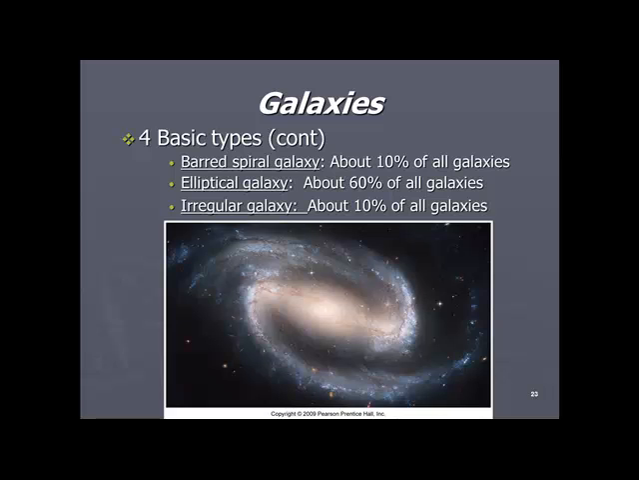The other 3 types that exist, and you don't have to know too much about them except for the names of the types, are a barred spiral galaxy, an elliptical galaxy, and then an irregular galaxy. 60% of all galaxies are elliptical, and the irregular is kind of just a catch-all for the rest of them that don't really fit into a category one way or the other.